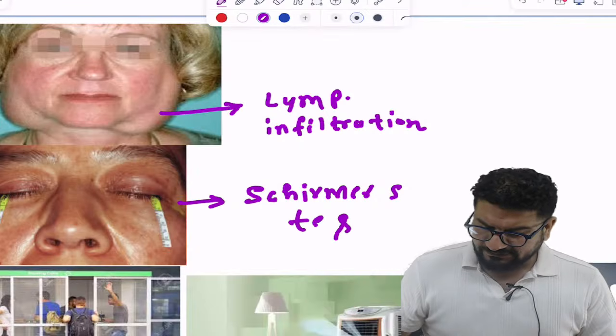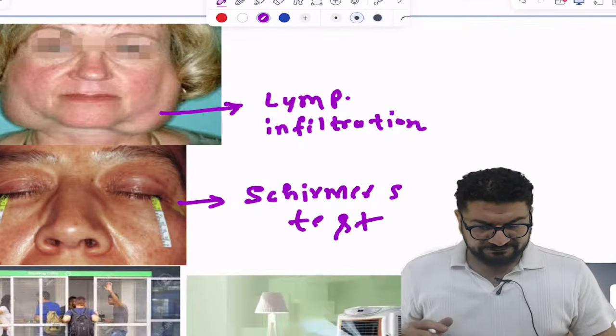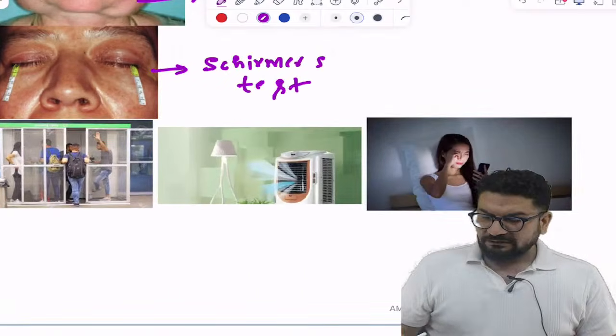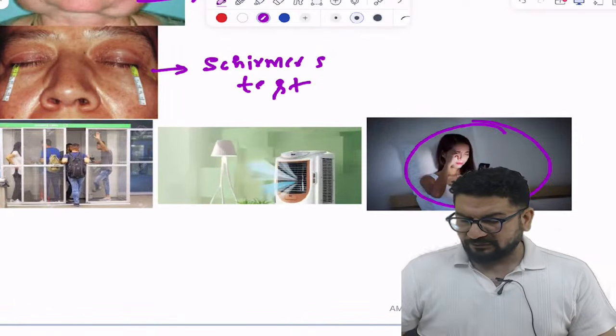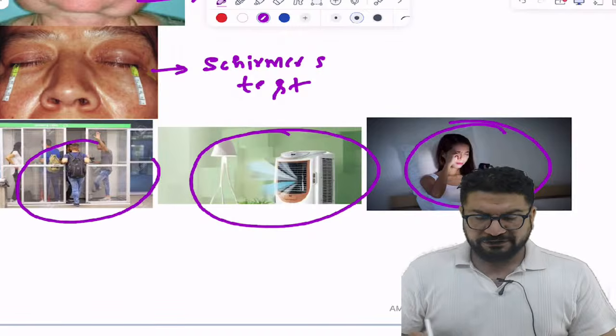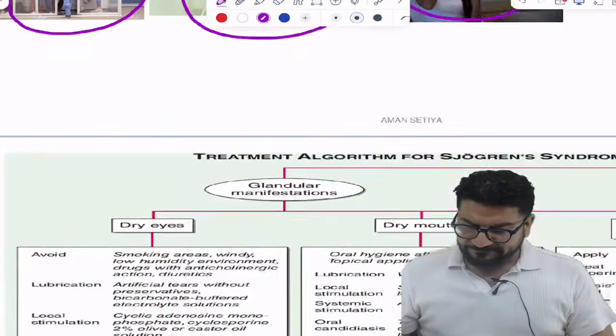What is the Schirmer test done for? It is for dry eyes. So Sjogren syndrome patients should avoid using the mobile phone excessively, sitting in front of a cooler, or going into a smoking lounge, because that can lead to more dryness.